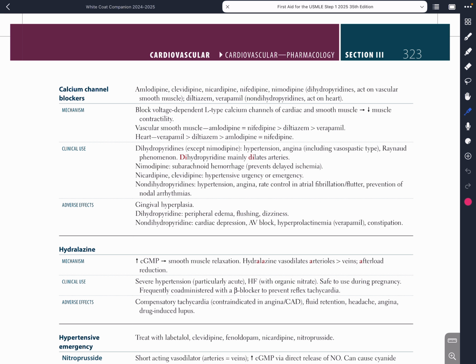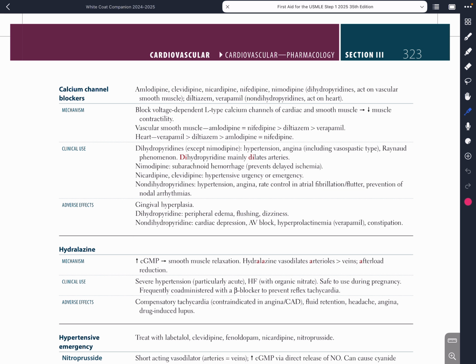Okay, so mechanism of action for calcium channel blockers: in general, they block voltage-dependent L-type calcium channels of cardiac and smooth muscle. This leads to decreased muscle contractility.